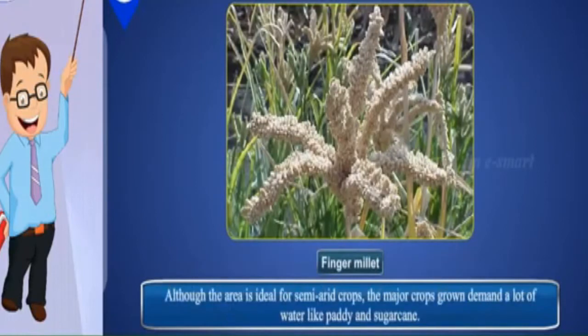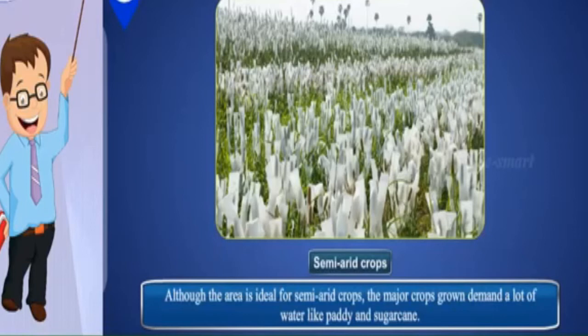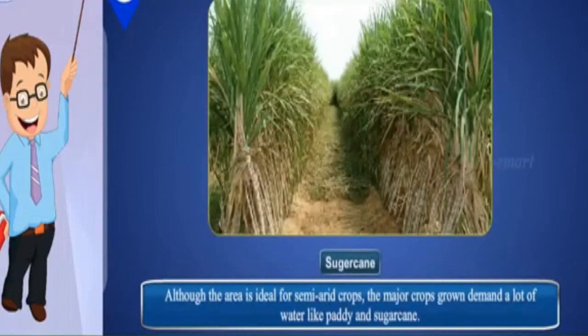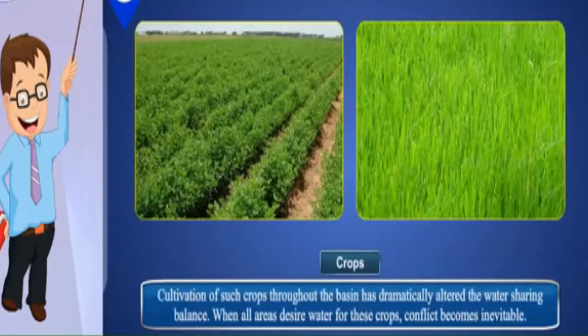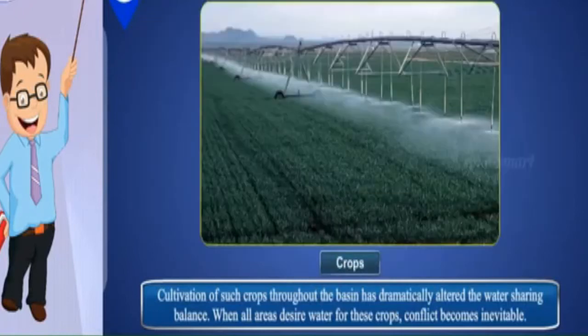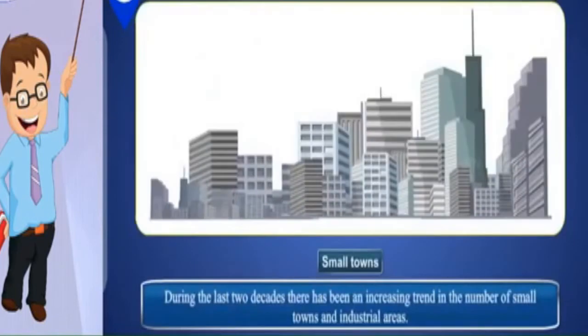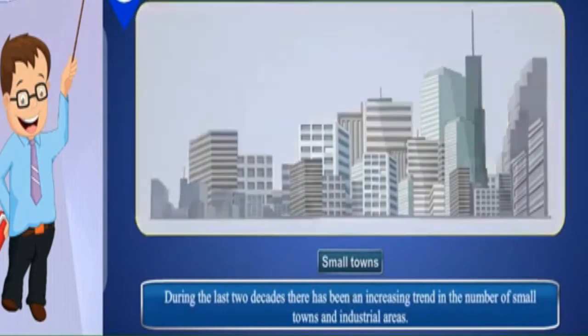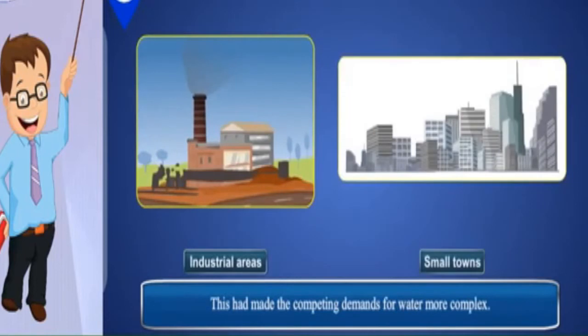Although the area is ideal for semi-arid crops, the major crops grown demand a lot of water, like paddy and sugarcane. Cultivation of such crops throughout the basin has dramatically altered the water-sharing balance. When all areas desire water for these crops, conflict becomes inevitable. During the last 2 decades, there has been an increasing trend in the number of small towns and industrial areas. This has made competing demand for water more complex.